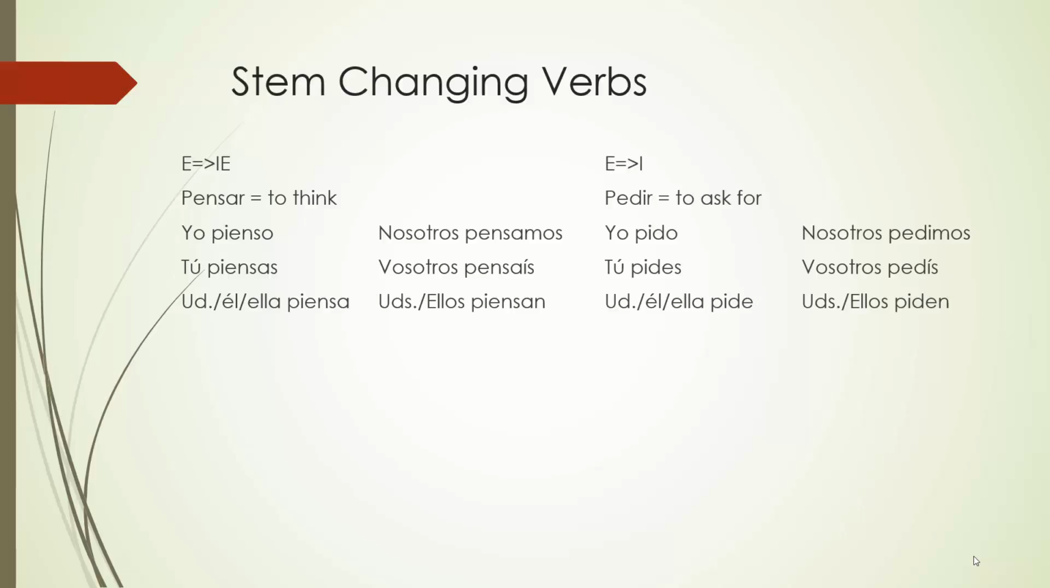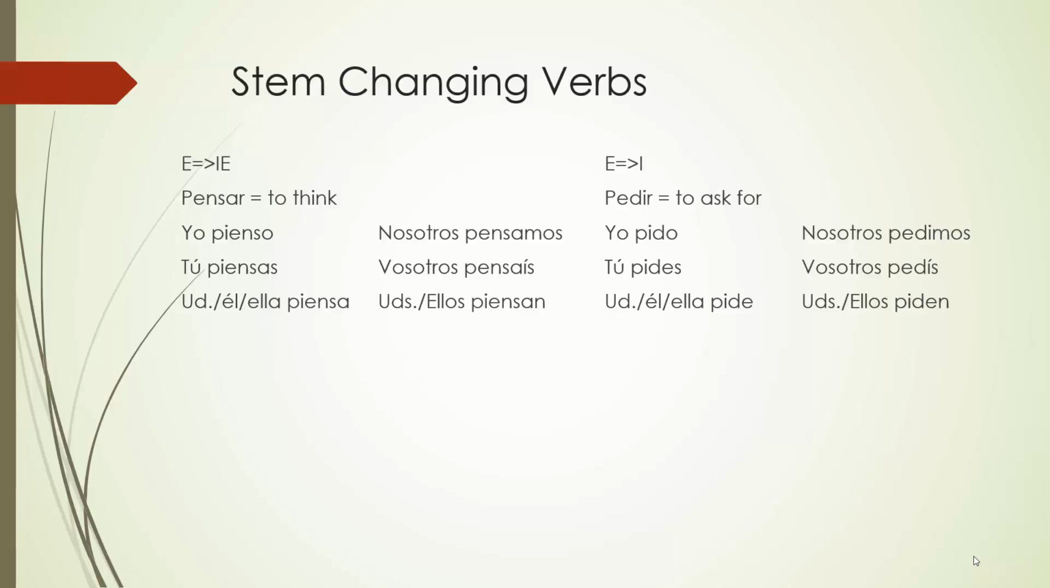We can also have E's change to I's. Like, for example, pedir. You would expect to just drop the IR and have a stem of ped, but that E is going to change to an I. So you'll end up with yo pido, tú pides, él pide, ellos piden, but nosotros and vosotros never stem change. So nosotros pedimos and vosotros pedís.